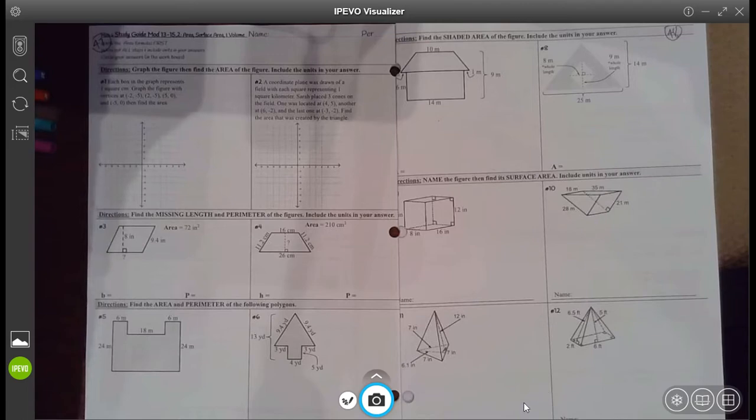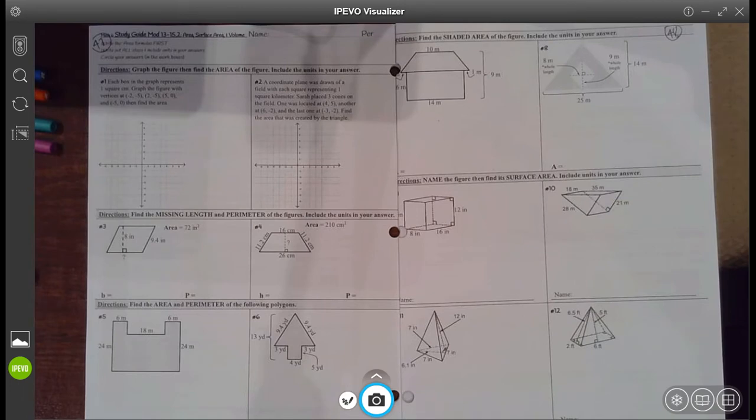Hello, my little mathematicians. Today we are going to practice area, perimeter, surface area, and volume.